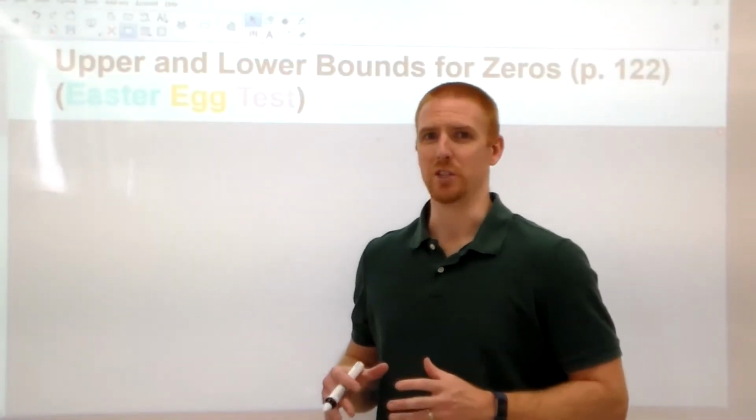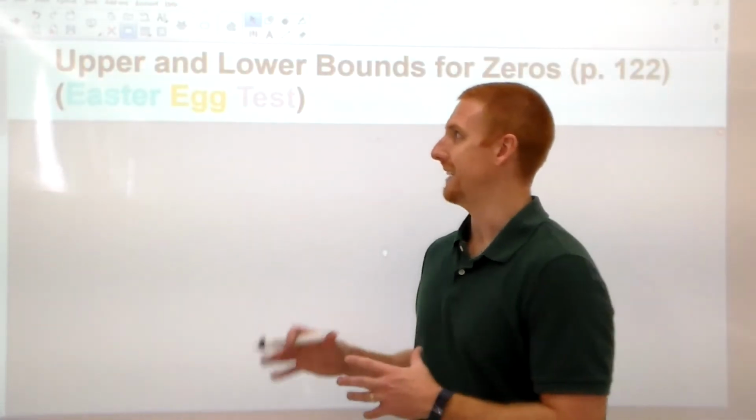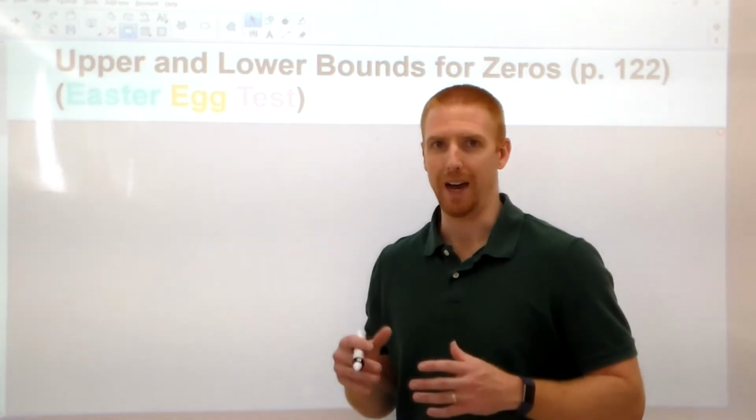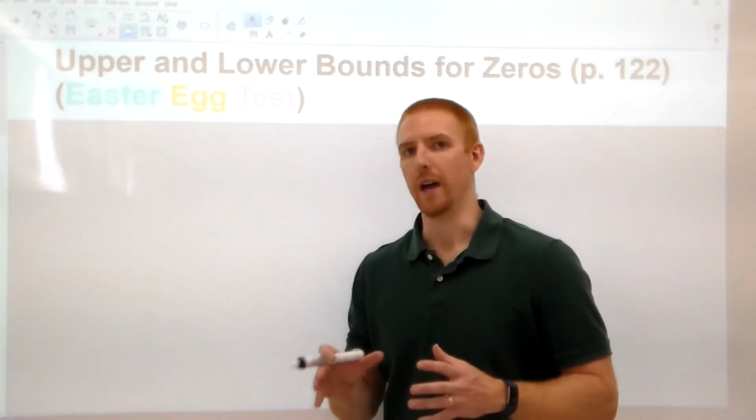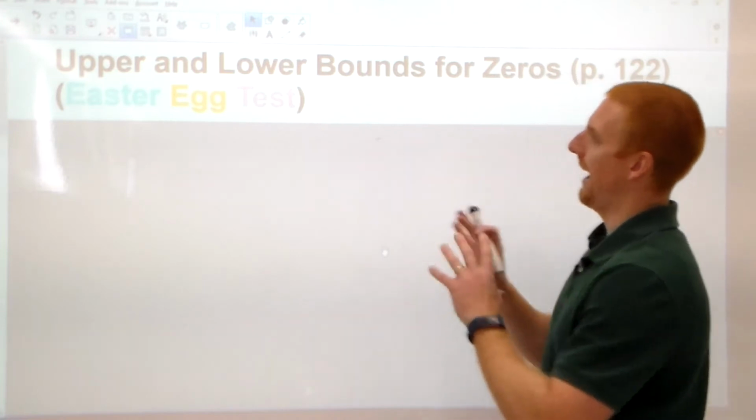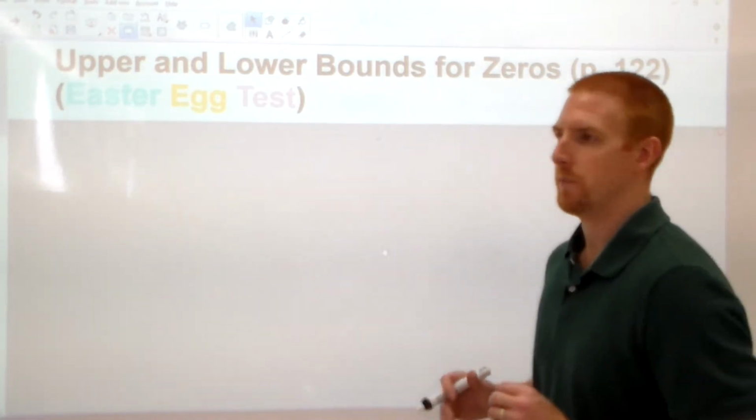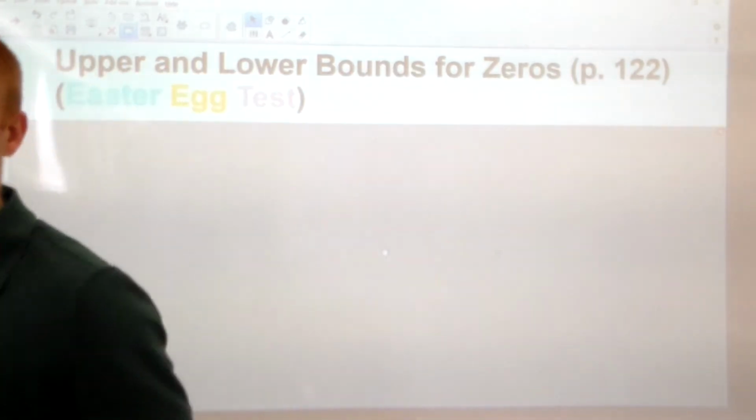All right, let's wrap up section 2-3. We'll finally do the last test and we'll put all this stuff together to find all the zeros for a function without a calculator. So the last thing we got to talk about is the boundary test, which is, in my opinion, a really bad name.